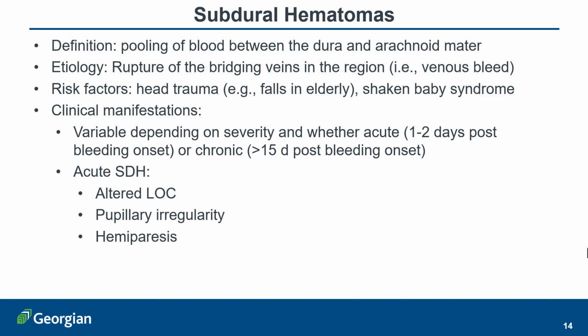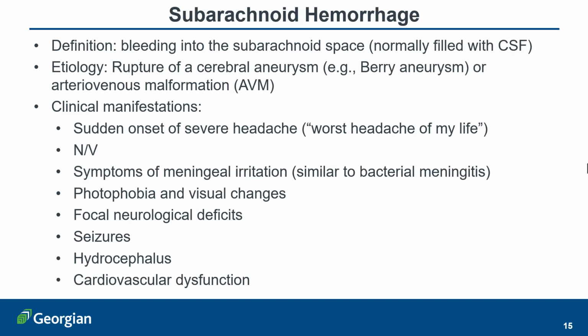In the case of an acute subdural hematoma, potentially the only clinical manifestation is an altered level of consciousness. Otherwise, pupillary irregularities and hemiparesis can also develop depending upon the exact extent of the bleed. Subarachnoid hemorrhage, on the other hand, is bleeding into the subarachnoid space that is normally filled with cerebrospinal fluid. The etiology of a subarachnoid hemorrhage is the rupture of a cerebral aneurysm, for example, a Berry aneurysm in the circle of Willis, or the rupture of an arteriovenous malformation, AVM for short.